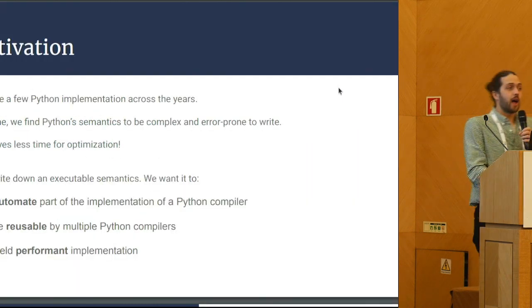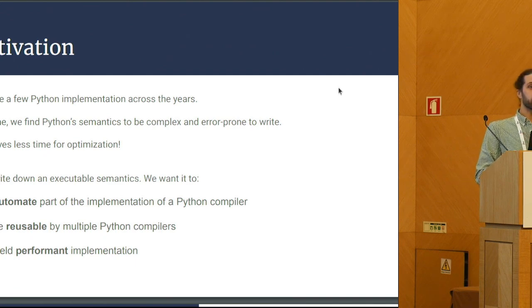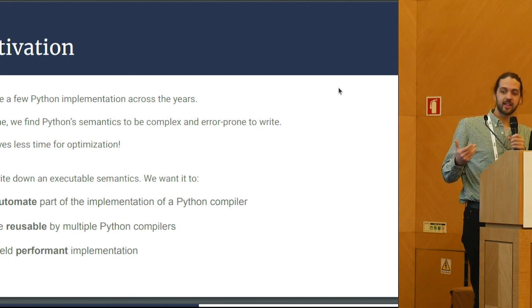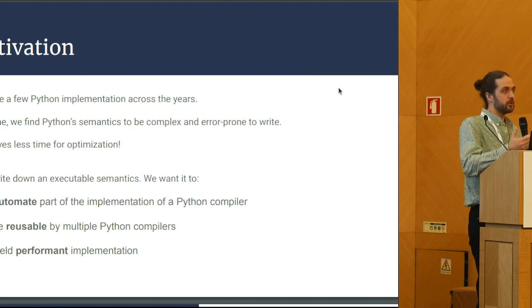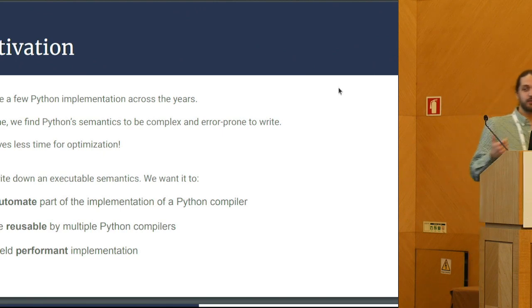Okay. I want to start by giving a few motivations about our work. So we are working on optimization of dynamic languages, and in the last few years, we've been working in particular on Python. And through writing quite a few implementations of Python, we came to realize across the years that every time we implement a new Python compiler or interpreter, we find the semantics to be really complex and really error-prone. And this is an optimization problem because all the time we spend on getting the semantics right, we don't spend on doing optimization, which is our goal.